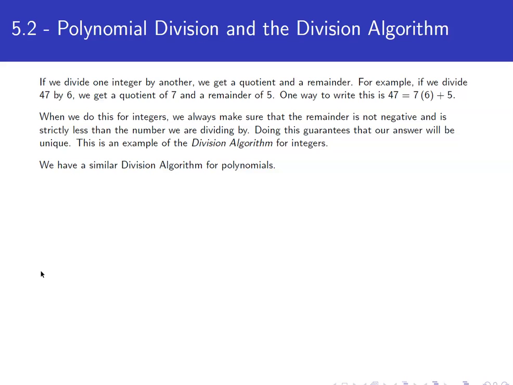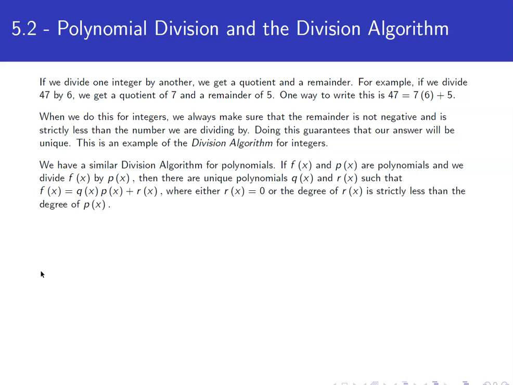Now we're going to extend this division algorithm to polynomials. Let's suppose that we have f of x and p of x, and we're going to divide f of x by p of x. Then there are unique polynomials, q of x and r of x, standing for the quotient and the remainder, so that we can write f of x in that similar form that we have for integers. We can write f of x as the quotient times p of x plus the remainder r of x, where either the remainder is 0, so p of x evenly divides f of x, or the degree of r of x is strictly less than the degree of p of x.